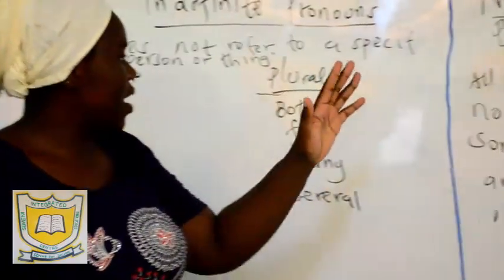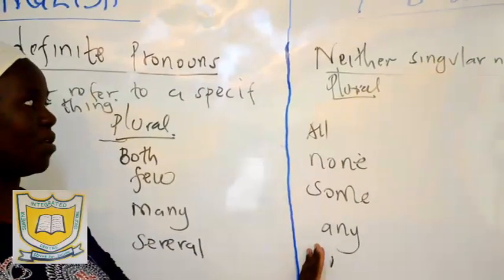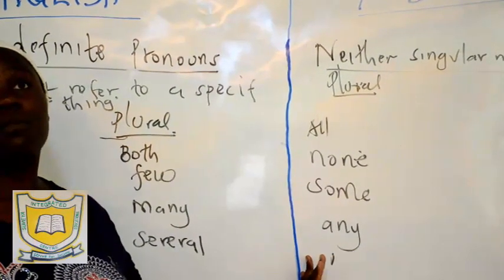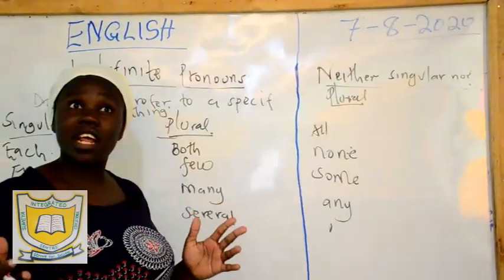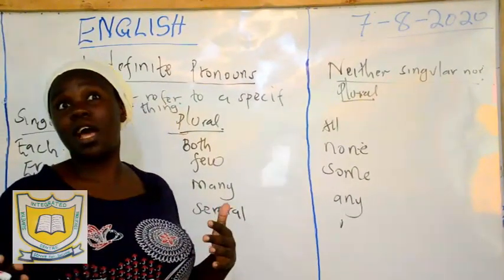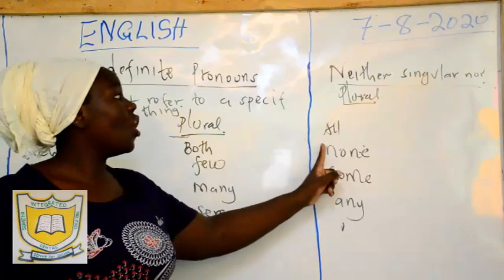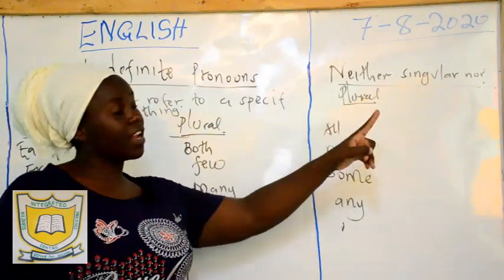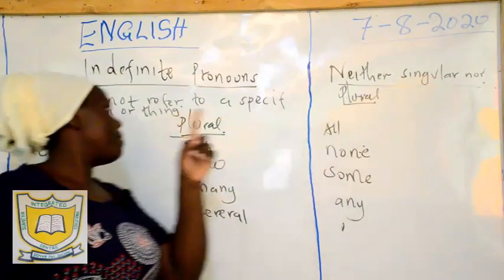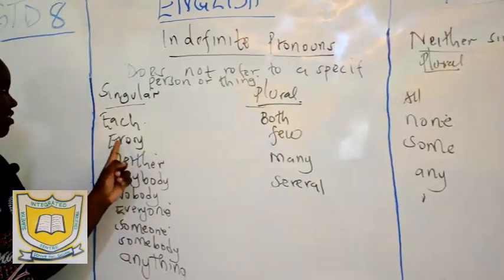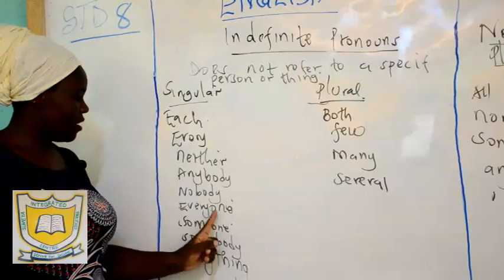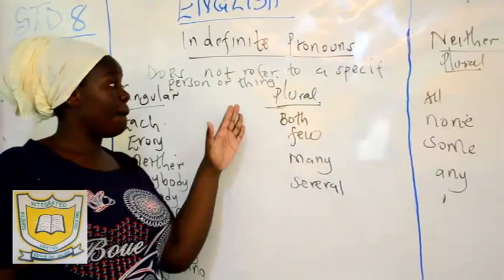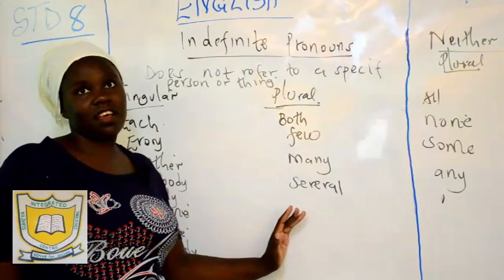But when you come here, these indefinite pronouns are neither singular nor plural. What does that mean? They can be used in a sentence with both singular nouns and plural nouns. So you have all, none, some, any. They are neither singular nor plural. But here you have the singular ones: each, every, neither, anybody, nobody, everyone, someone, somebody, and anything. Then you have plural: both, few, many, and several.